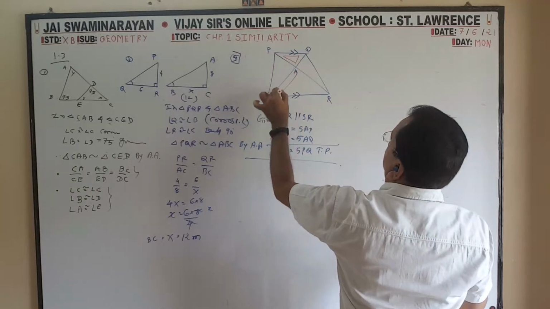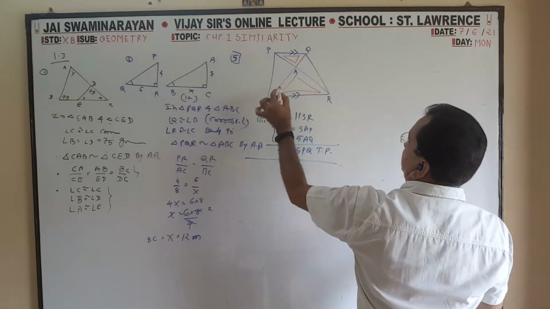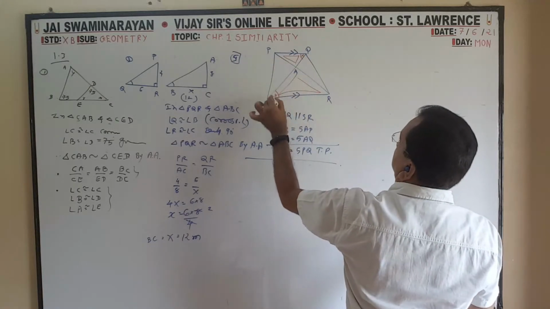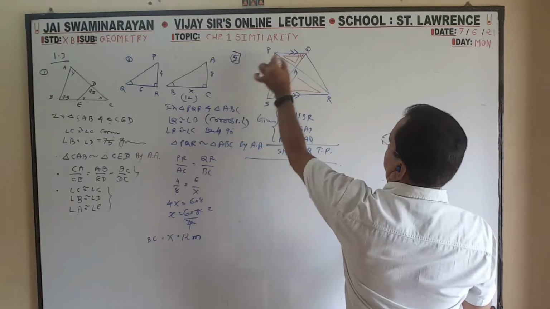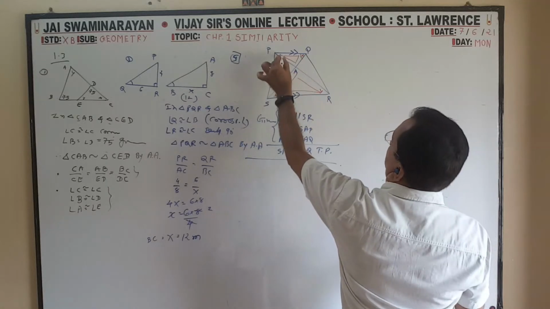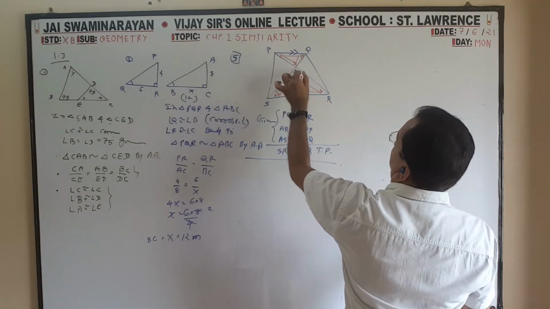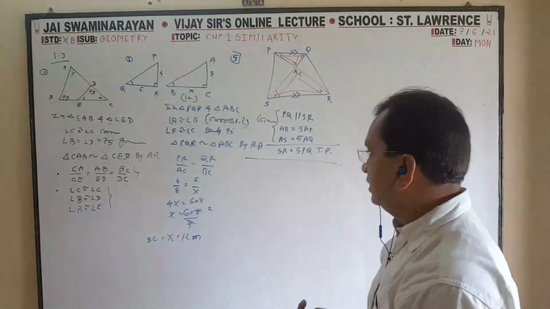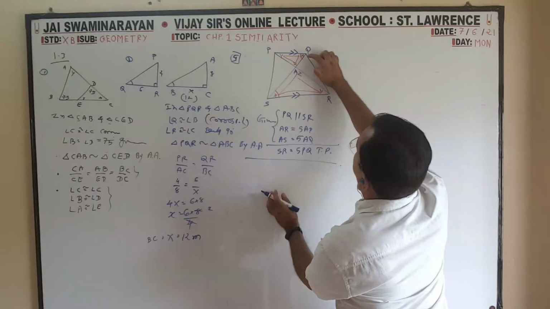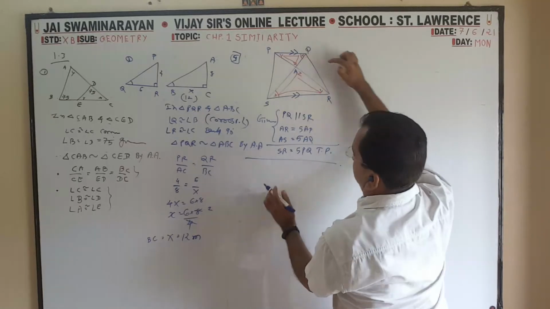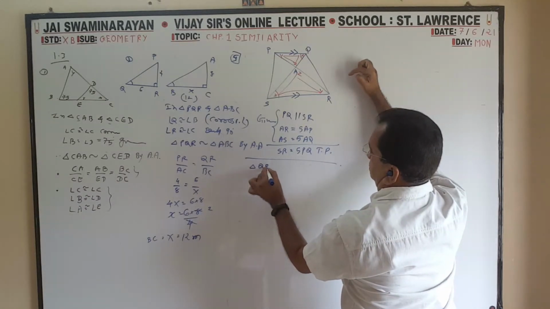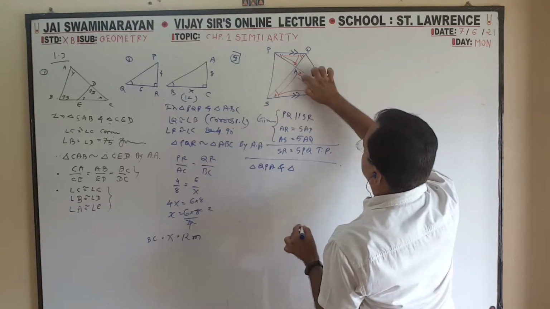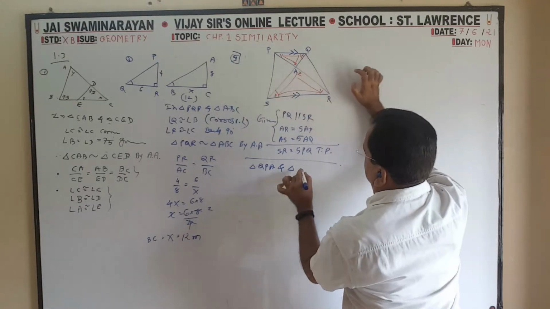In this triangle and in this triangle, this is Z, so this is congruent to this, X, X. This is congruent to this, Z, so Y, Y. And this is vertically opposite, so Z, Z. How to write? X, Y, Z: Q, P, A and S, R, A.